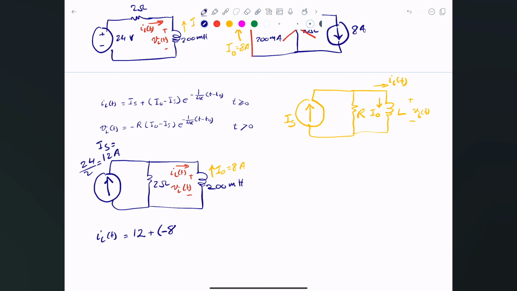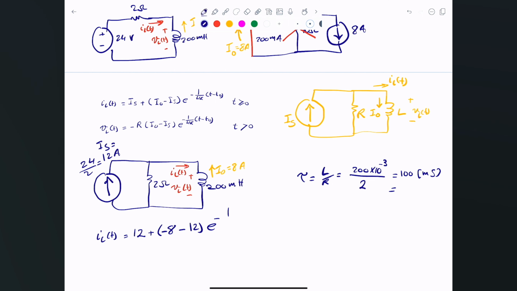All right, so we can do this: negative 8, negative I of S, which is 12, e to the negative 1 divided by tau. Well, what's the tau? Tau is simply L divided by R, which is 200 times 10 to the negative 3, because that's in millihenries, and the R happened to be 2 in this particular case. This is the R that I should be focusing on. It's the same R as in here, and that is simply, I believe, 100 milliseconds.